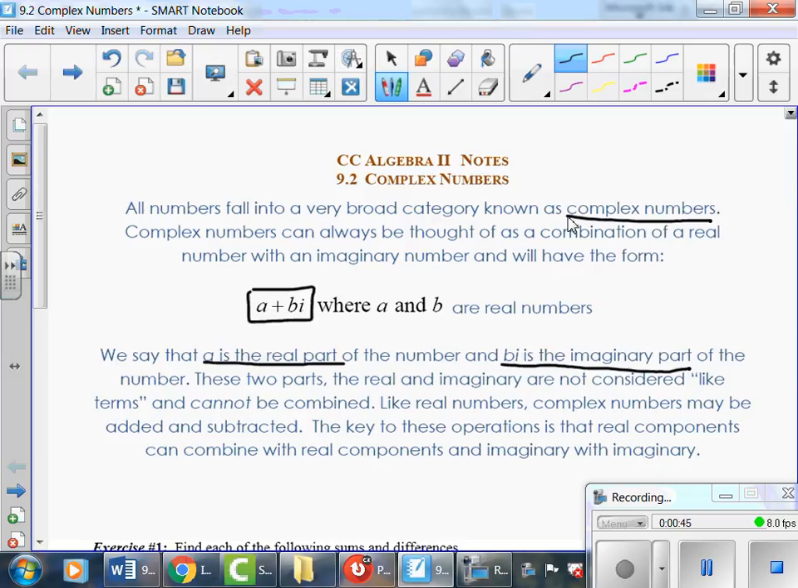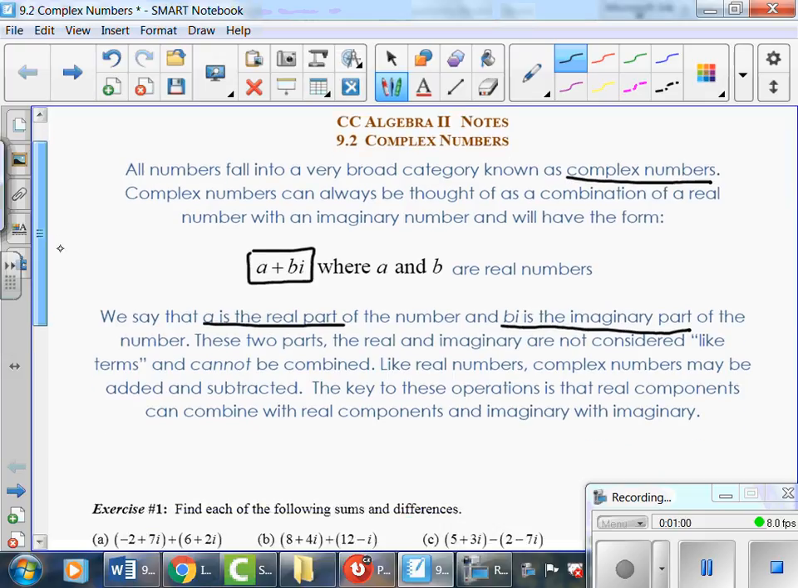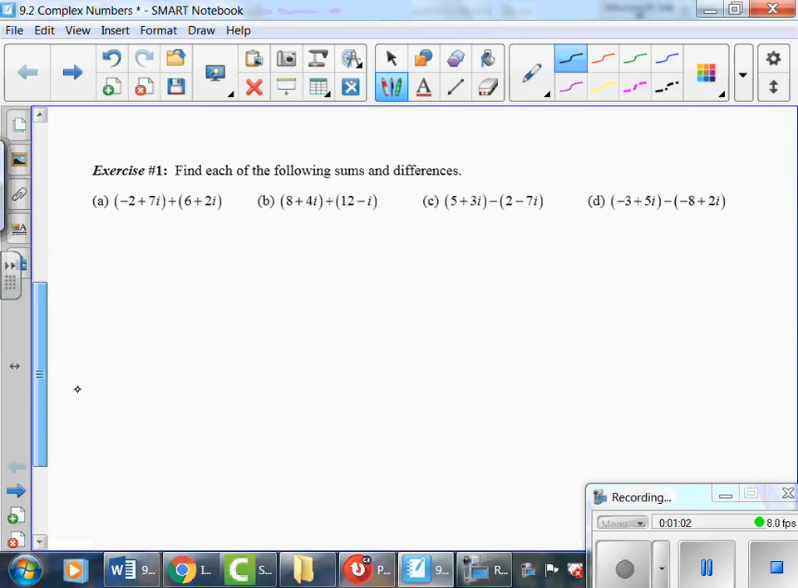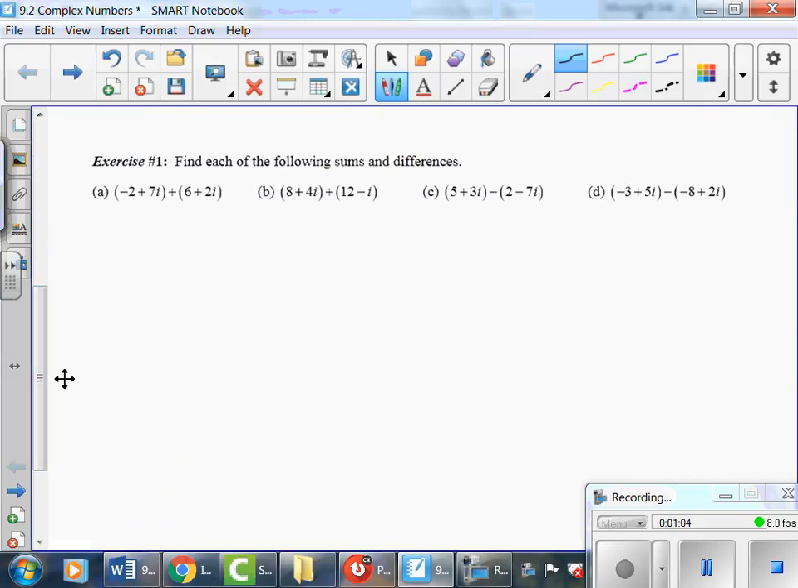Like real numbers, complex numbers may be added and subtracted, multiplied and divided as well. All right, the key to these operations is that the real components can combine with the real components and the imaginary with the imaginary components. So as we work on these, hopefully you'll see that they're not so bad. We introduced in the last lesson what i is, and i is our imaginary number, the square root of -1.